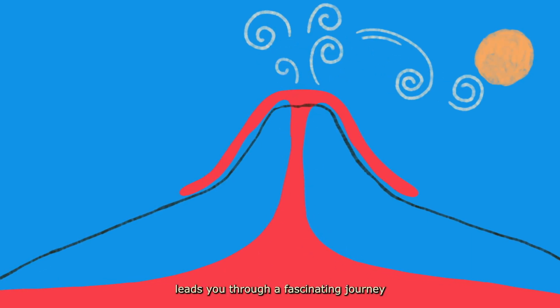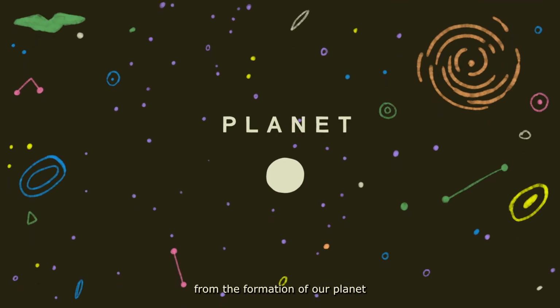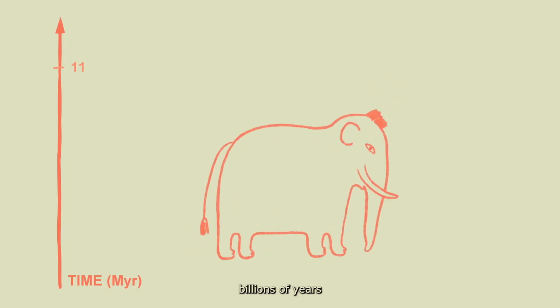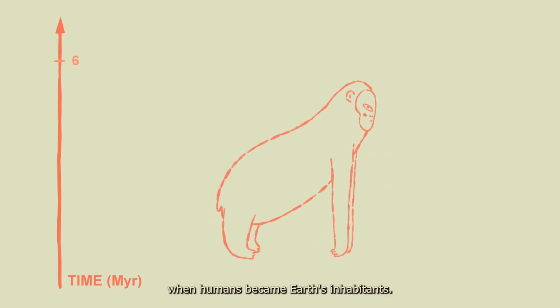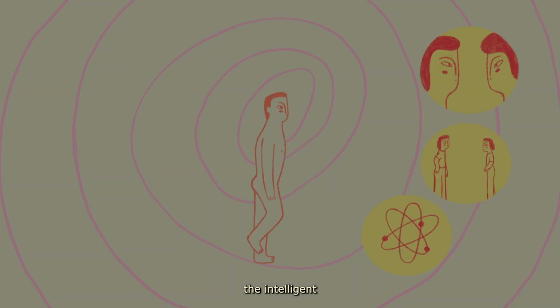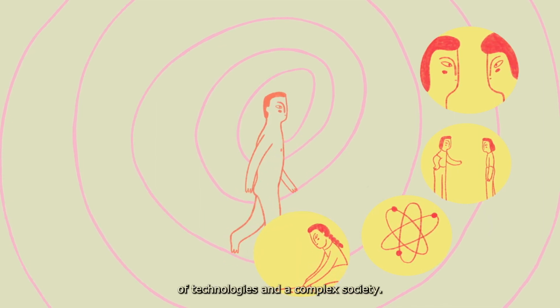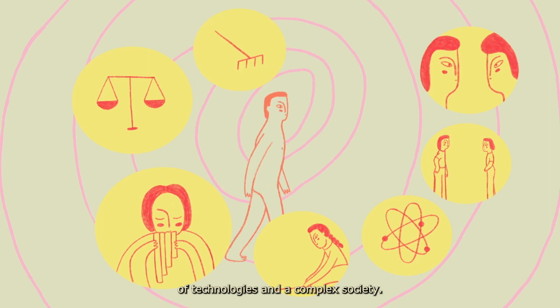Geoscience Connections leads you through a fascinating journey through the Earth's history. The timeline starts from the formation of our planet and across billions of years when humans became Earth's inhabitants. On the one hand, the intelligent human brain allowed for the development of technologies and a complex society.